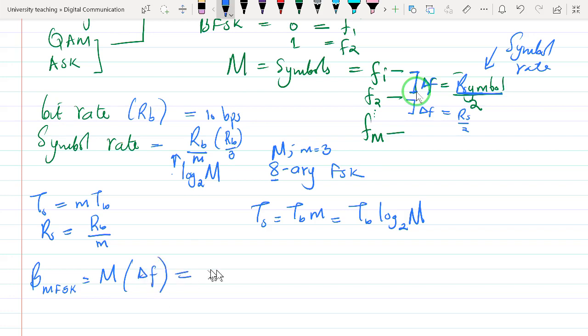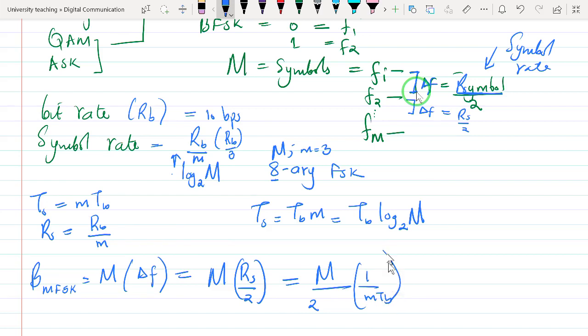And therefore, we are going to say that the bandwidth requirement of MFSK is actually M delta F, which is equivalent to M times RS over 2, because we are saying that 1 delta F is equal to half the symbol rate. And we have already seen how we can calculate this RS, and therefore we can say that this may be expressed as M divided by 2. RS is equivalent to the reciprocal of this. And therefore, the reciprocal of this is 1 over MTB.